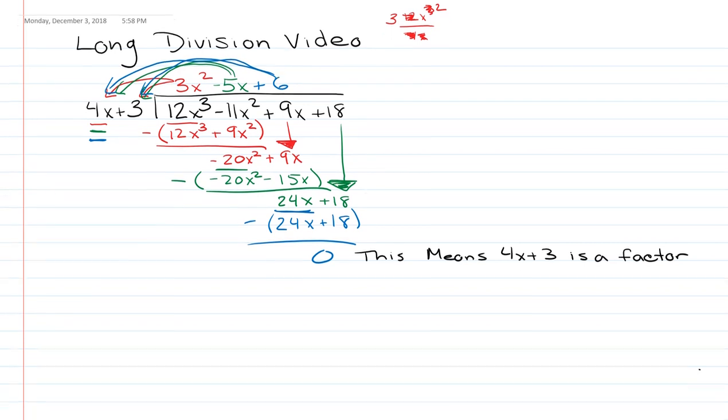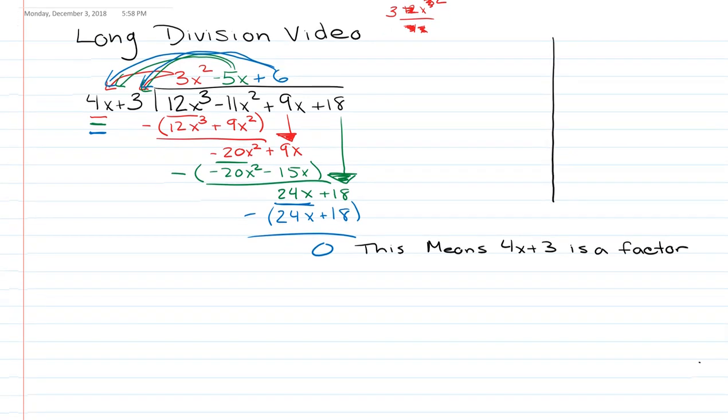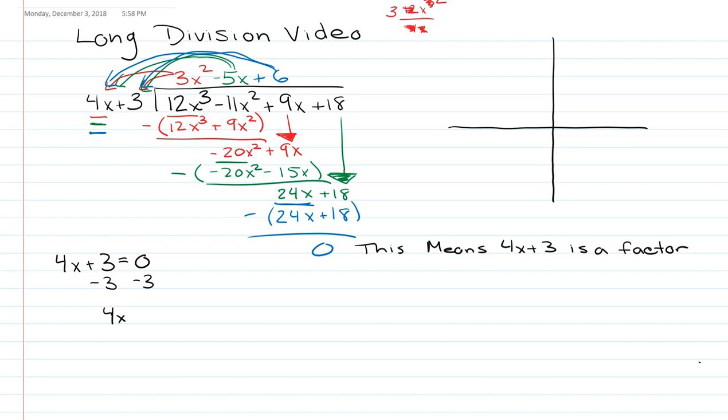So if this was a graph, I know that x, subtract 3. Isabella, please don't do that. So I know x would equal negative 3/4. So I know I would have an intercept about right here. Careful. Thank you.